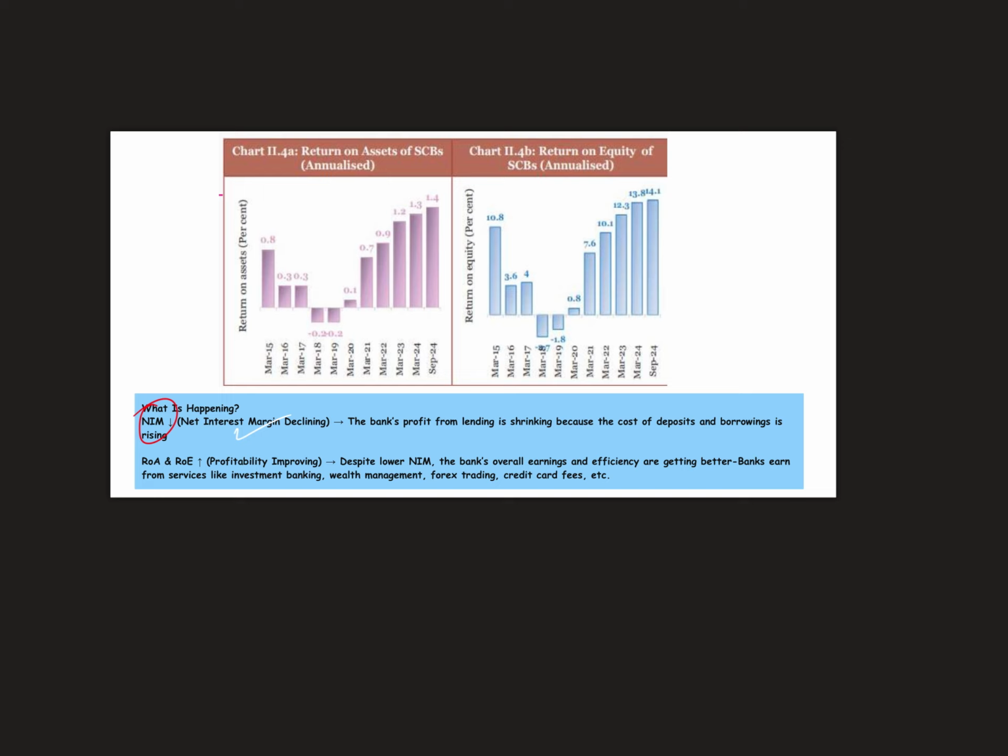Let us understand. Let's say bank lends 100 crore rupees to its customers. Depositors gave this 100 crores. So bank borrows 100 crores at 5% interest from its depositors and lends it at 9%. So what is the net interest margin here? It is 4%.